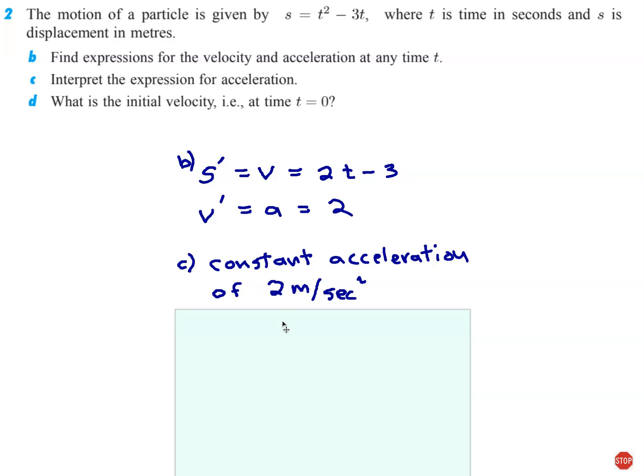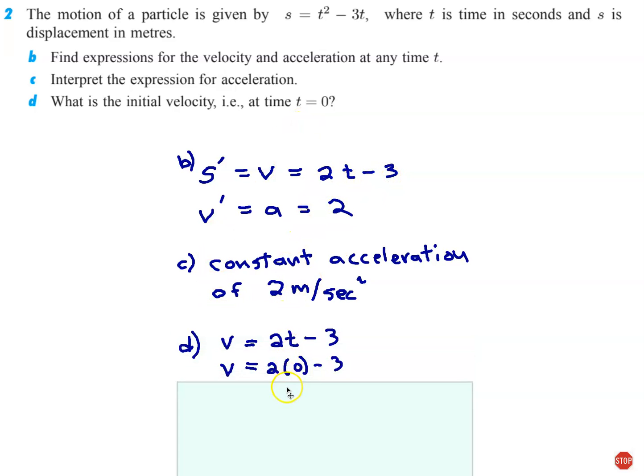And what is the initial velocity? Once again, they're giving you a bit of a hint. When you're asked about the initial velocity, that means what's the velocity when t equals 0? So you write down your velocity equation, which is just that one, and set t equal to 0, and you end up with negative 3. The interpretation of that is initially the particle is traveling at a velocity of negative 3 meters per second. If you take positive being to the right and negative being to the left, it's traveling to the left at 3 meters per second at the start.